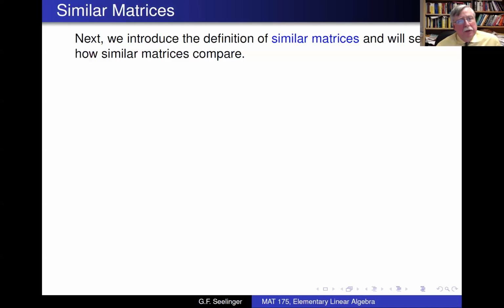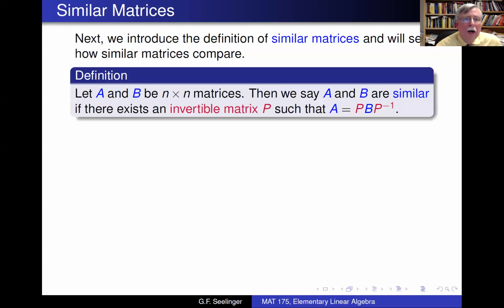Now, part of what we want to do is resolve linear transformations by changing bases. And so a useful concept here is this idea of similar matrices, and we will see how similar matrices compare. What do we mean by similar matrix? We say that two matrices of the same size, n by n, are similar if there exists an invertible matrix P such that A equals P B P inverse.